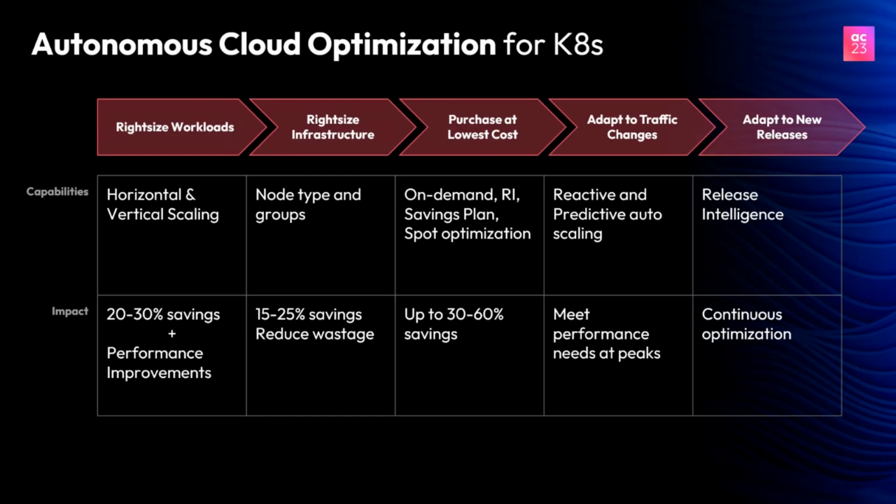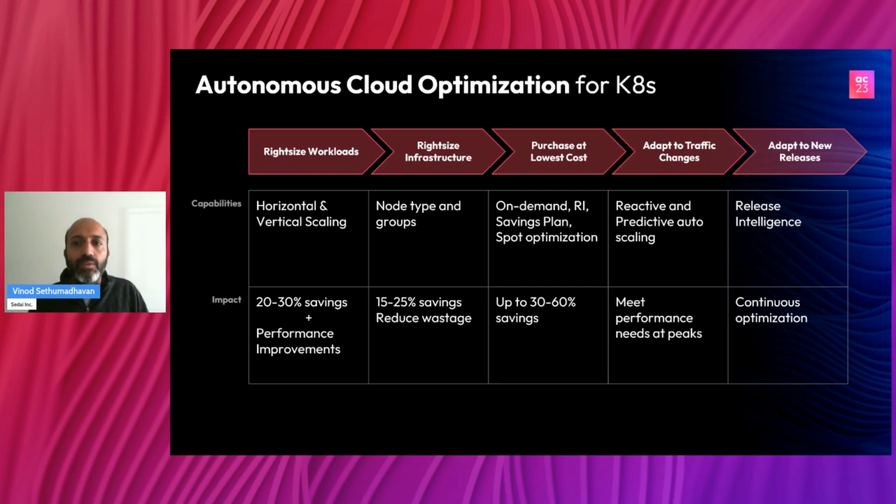The last part is the unique part where only autonomous systems can do this, which is continuously optimizing. This is done using what we call release intelligence, where Sedai monitors each release and looks at different parameters to see what happened in each release: did the performance increase or decrease, or did the cost increase, and it gives you a detailed report. It also uses this data for future optimizations, and the optimizations we talked about earlier are all done continuously for every release, all the time.